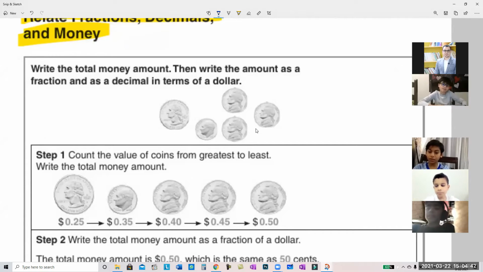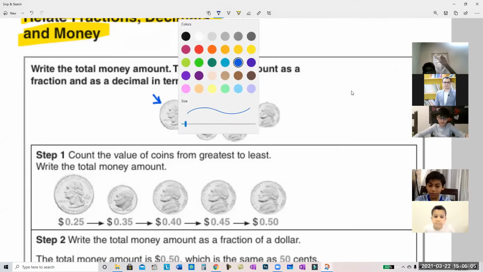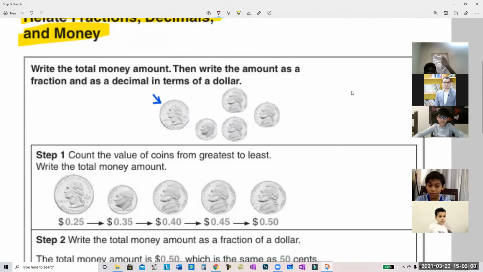So we have this coin. Who can tell me what is the name of this coin? Yes, Ryan Akbar. Nickel. Are you sure? Quarter, yeah, 1/4. So how can we write it as a part of a dollar? 0.25 of a dollar, yeah, right? Okay, great. Thank you so much, Ryan.